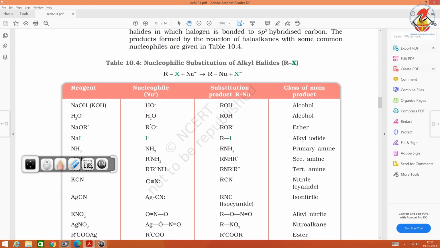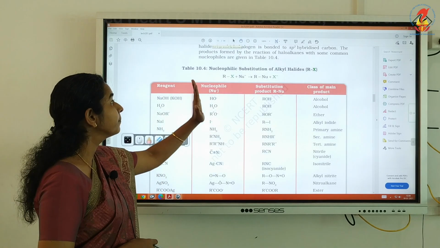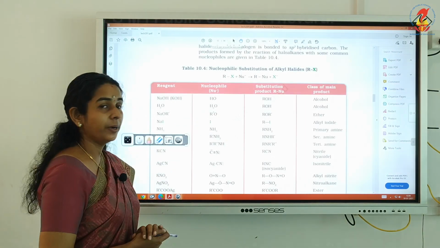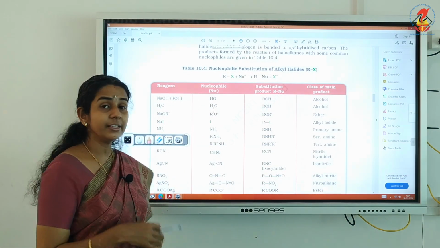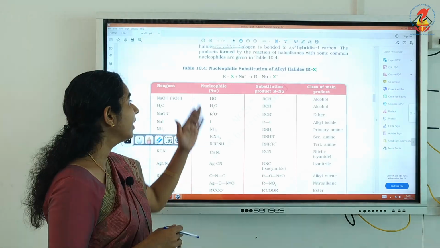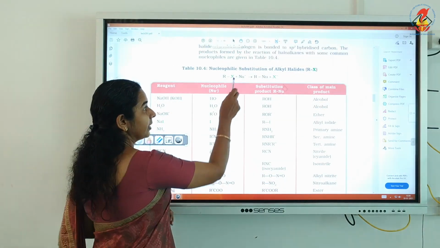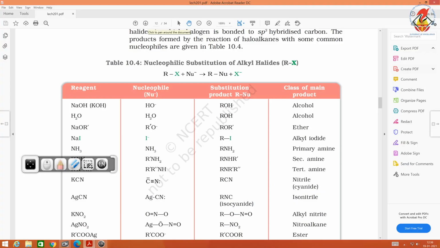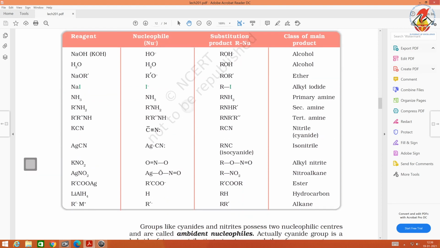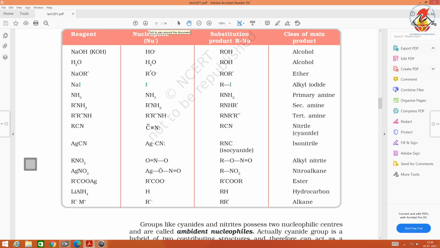Here the general representation is given, that is RX plus Nu minus. RX is known as the substrate, that is the alkyl halide, and Nu minus is the attacking reagent, the nucleophile. We get R-Nu, that is the product, and X minus is known as the leaving group. Now here comes the table showing many examples of nucleophilic substitution reactions.